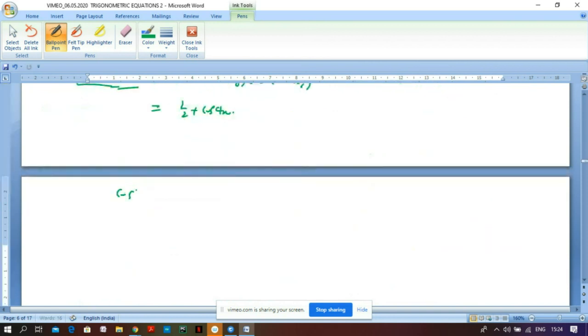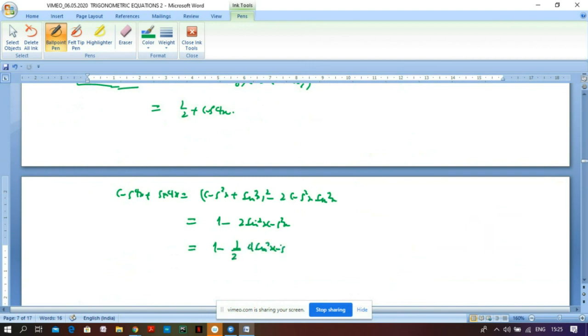So write cos to the power 4x plus sine to the power 4x. This number I will write as, again, (cos square x plus sine square x) whole square minus 2 cos square x sine square x. That is 1 minus 2 sine square x cos square x. Look at this one, that I can write as 1 minus 1 by 2 times 4 sine square x cos square x.